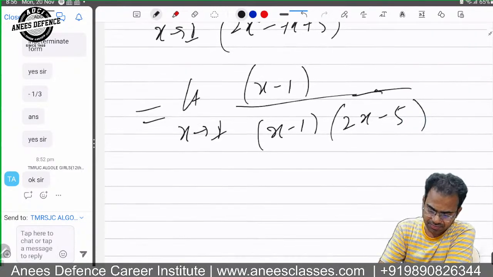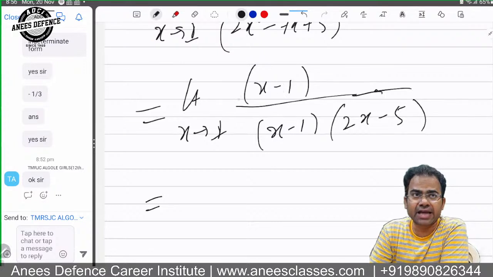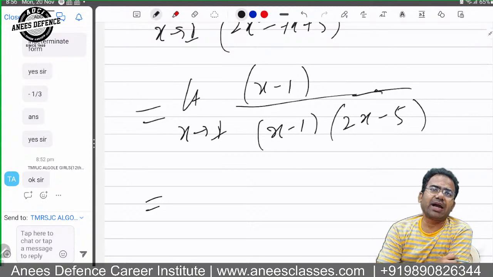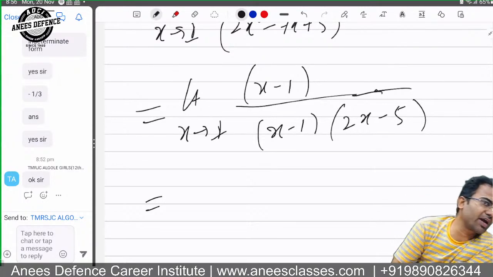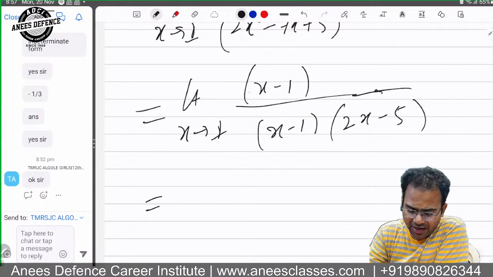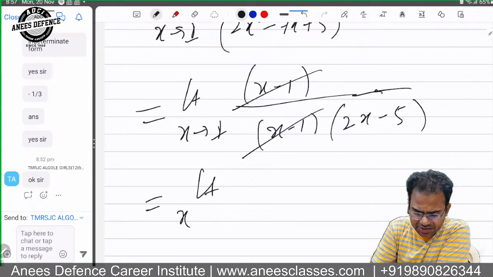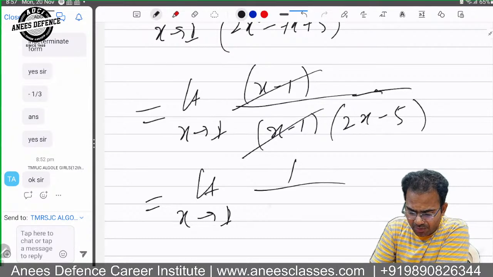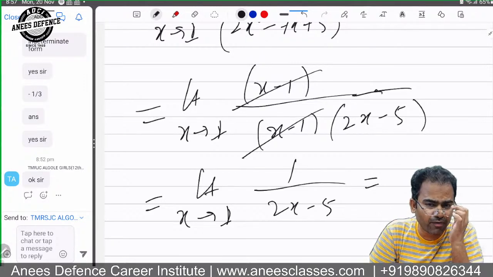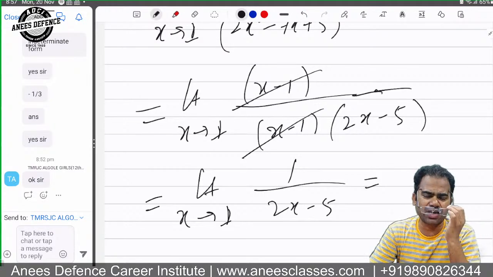Right? So at 1 plus I can cancel x minus 1 from numerator and denominator. At 1 minus, we can cancel x minus 1 and x plus 1 from numerator and denominator. Okay. So we are left with limit x tends to 1 of 1 upon 2x minus 5. Now the 0 by 0 form is removed with the help of 1 plus or 1 minus.